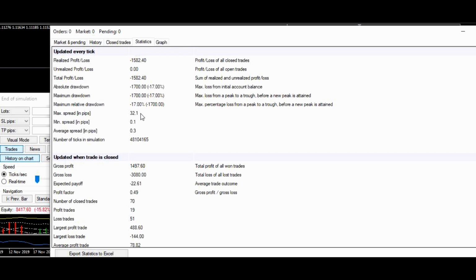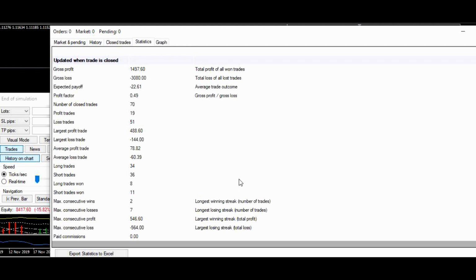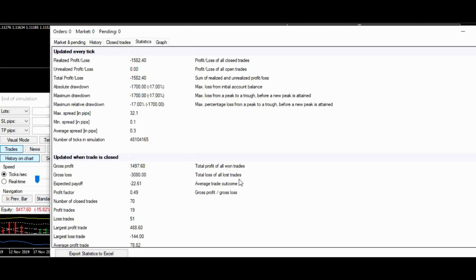Well, look at the spreads, though. The spreads were pretty high. So if we go down here, we see that the profit factor wasn't even 0.5. We had 19 out of 70 profitable trades, so definitely not good. But this is the type of information you can get if you use the simulator.